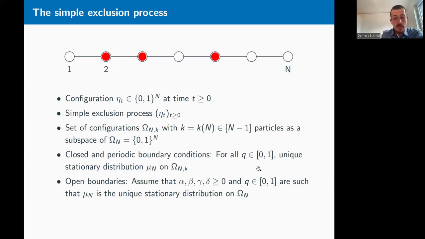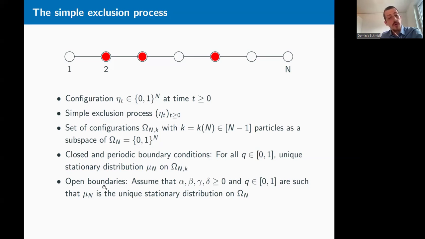So it's a simple exercise to check that in the case of closed and periodic boundary conditions, in fact, for any parameter q between 0 and 1, we have a unique stationary distribution mu_n on the space Omega_{n,k}. And let me maybe say here, we also allow q equal to 0, where I just want to say that there are no jumps to the left. So q equal to 0, you can just think that only jumps to the right are possible.